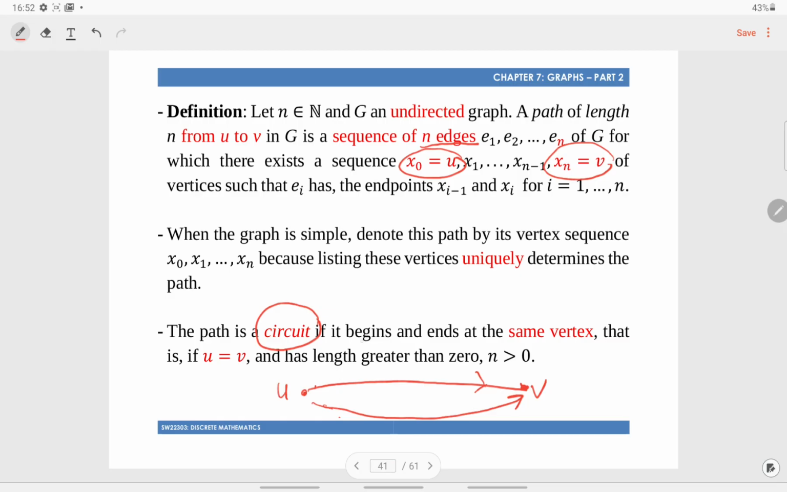If it begins and ends at the same vertex, that means it starts from u, goes along a path, and finally comes back to u. This kind of path is said to be a circuit. It begins and ends at the same vertex, that is u equals v, and has length greater than 0. That means it moves, but finally it returns to the same vertex. Then we call that kind of path a circuit.